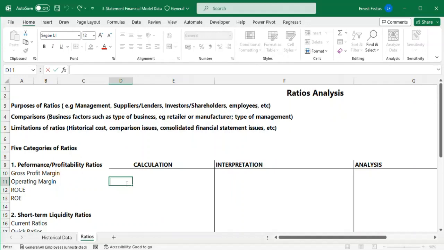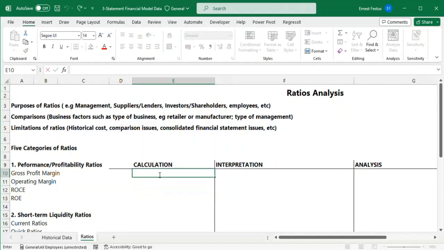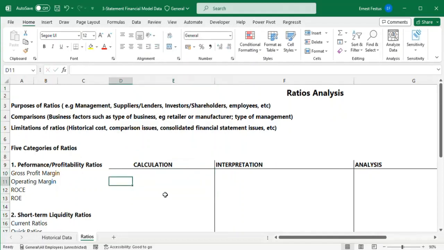And then you can also have the type of management. Where management is very good, that can affect the profitability of the firm, because they will be better managers of the capital of the firm, and so they will do everything possible to maximize the profits of the business.